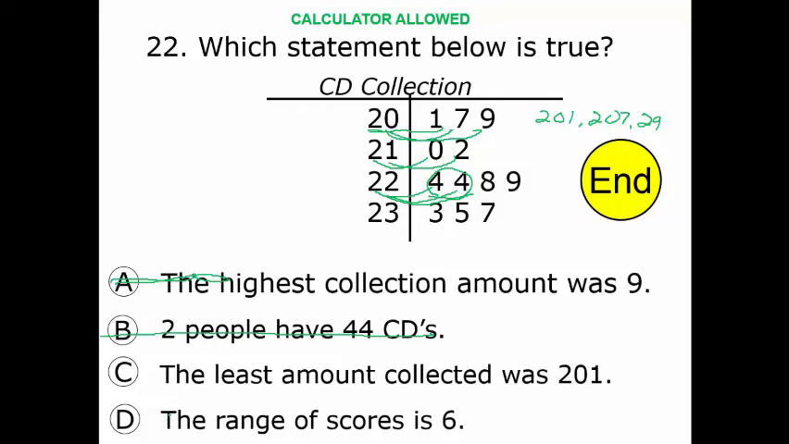The range of scores is 6. Well, the range is the difference between the smallest number and the largest number. So the smallest number being 201 and the largest number being 237. That gives us a range of 36, and that is nowhere near close to 6. So statement D is out. Our choice in this case, letter C.